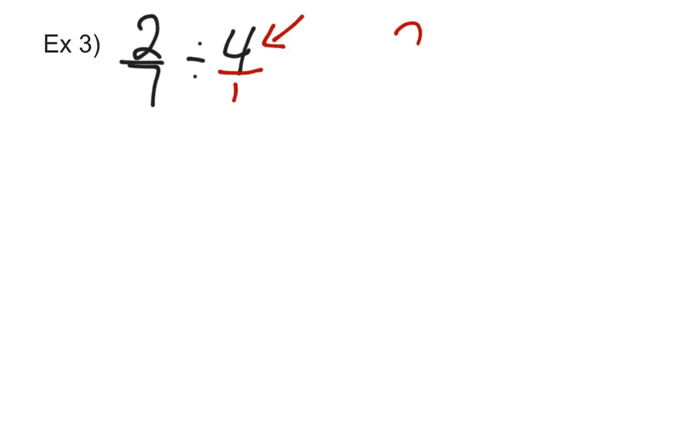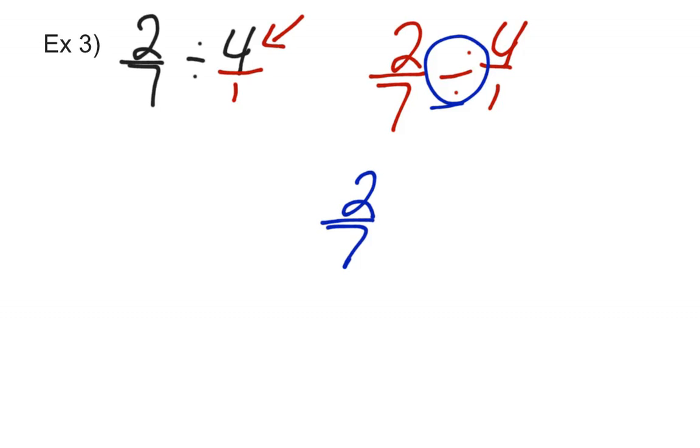So now the problem is 2/7 divided by 4 over 1. Okay, I see the division. That tells me to follow my rules, which is to leave it, change it, flip it. Division becomes multiplication, and the 4 over 1 I flip. So again, always, when I see a division, that tells me to leave it, change it, flip it.